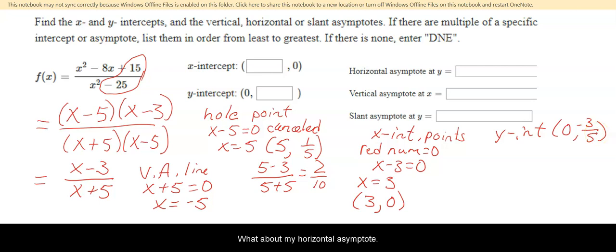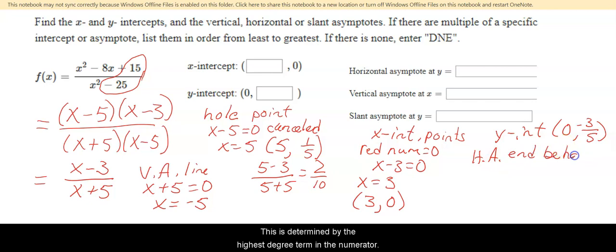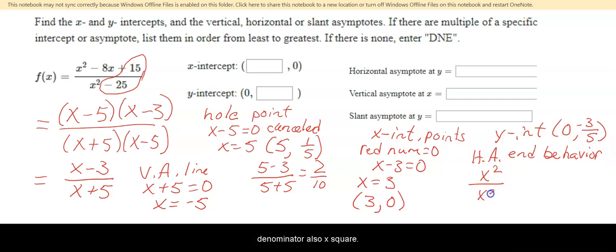What about my horizontal asymptote? My horizontal asymptote is usually one of the last things to find. This is my end behavior. This is determined by the highest degree term in the numerator, which is x squared, and the highest degree term in the denominator, also x squared. Since that reduces to 1, that means my horizontal asymptote is the line y equal 1.